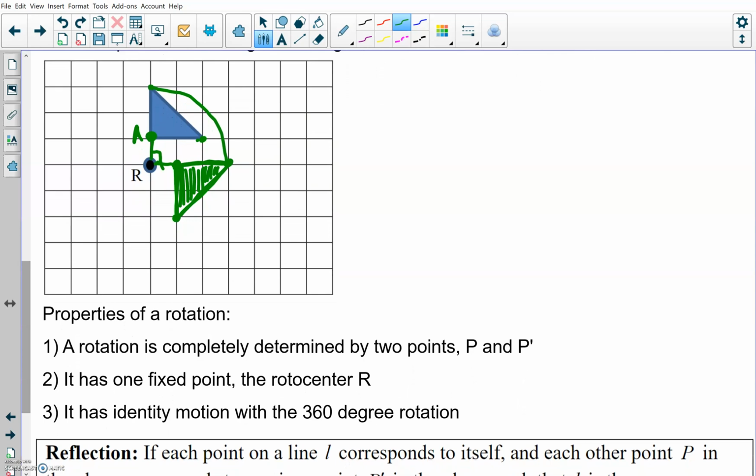So some properties of rotation. It's completely determined by 2 points, P and P prime. So here we'd have A go to A prime, and the whole rest of the shape comes with it. It has one fixed point, the rotocenter R. So that rotocenter never moves. Things move around it, but the rotocenter itself doesn't change position. And it has an identity motion, the 360-degree rotation. If you rotate 360 degrees, you've gone one full circle and come back to where you started. So that would be the identity motion.